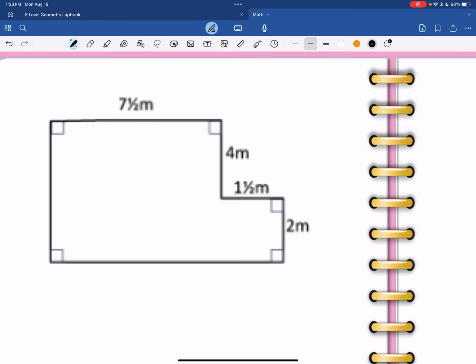The first thing I'm going to do is deal with that. 7.5 as a decimal is 7.5, and that's meters. 1.5 as a decimal is 1.5 meters. So let's figure out what's missing. There's the 7.5. This one is 4. This one is the 1.5. There's a 2. This one on the bottom, we don't know. And we don't know this one.